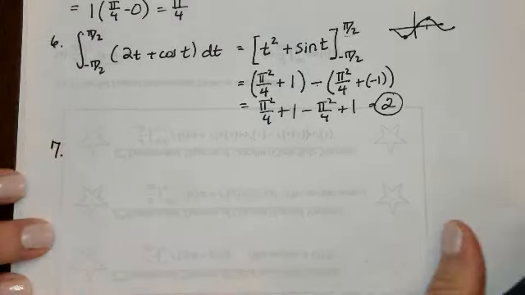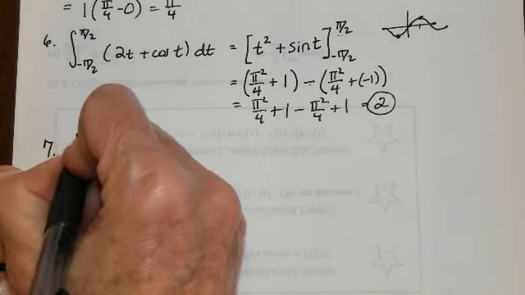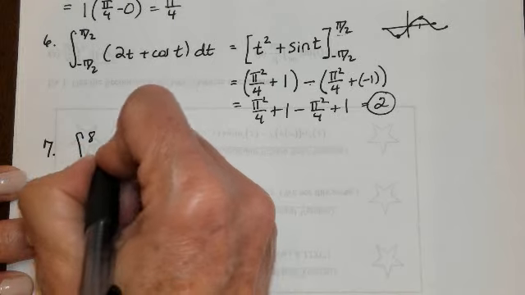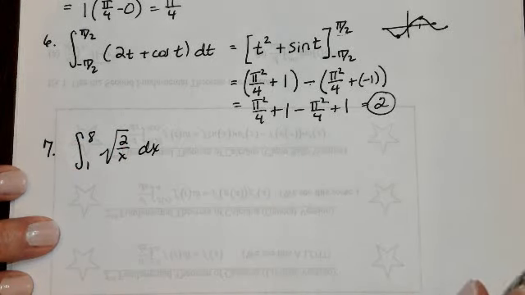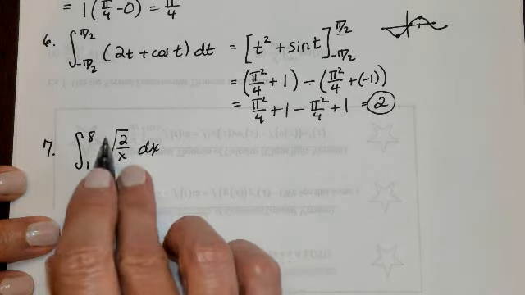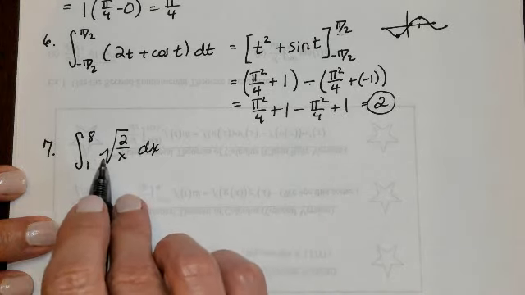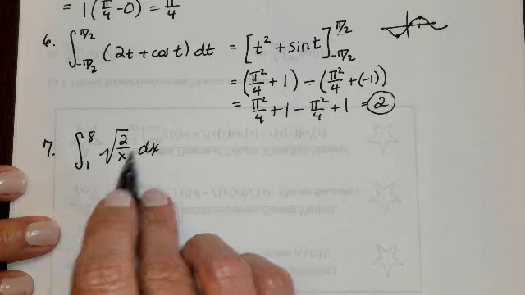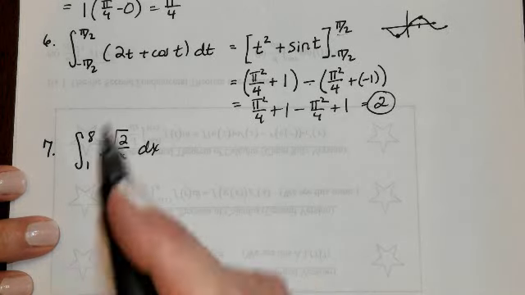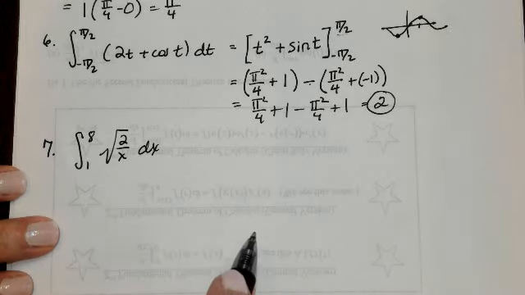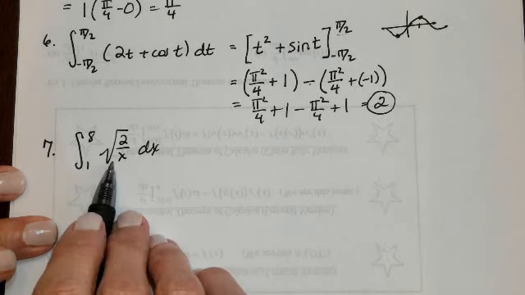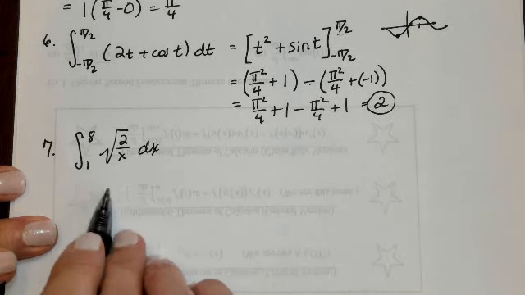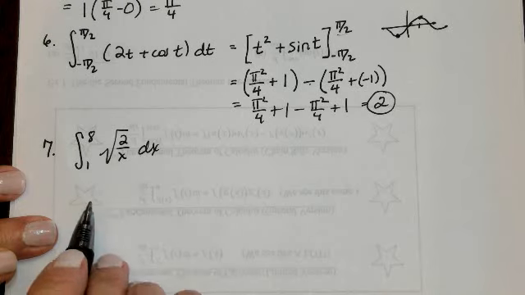Number 7. Integral 1 to 8 of the square root of 2 over x dx. How can we write this as some coefficient times x to some power? Remember, that's what you want to have happen. That's the only way we can use the power rule. I want to write this as some coefficient times x to some power.